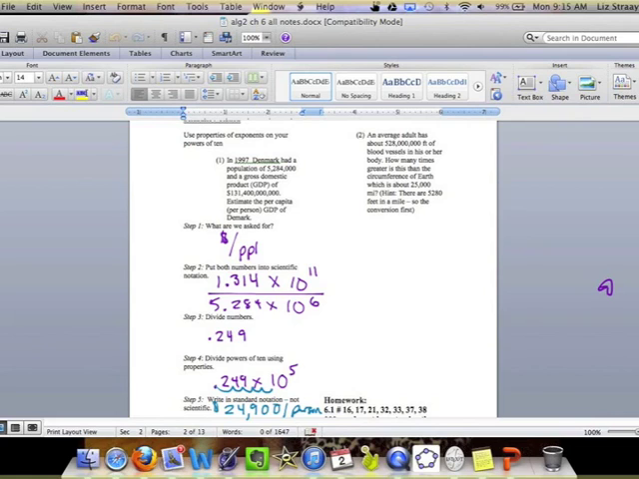An average adult has about this number of feet of blood vessels in his or her body. How many times greater is this than the circumference of the Earth, which is about 25,000 miles? And then it gives us a hint, so we need to do a conversion first. So thinking about what this question is asking us, it's asking us for blood vessels divided by the circumference of the Earth. We want to know how many times greater is it. So we're going to take it and divide it by the other one.